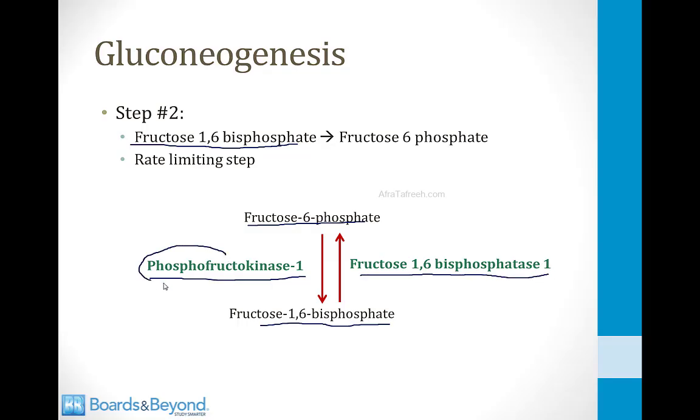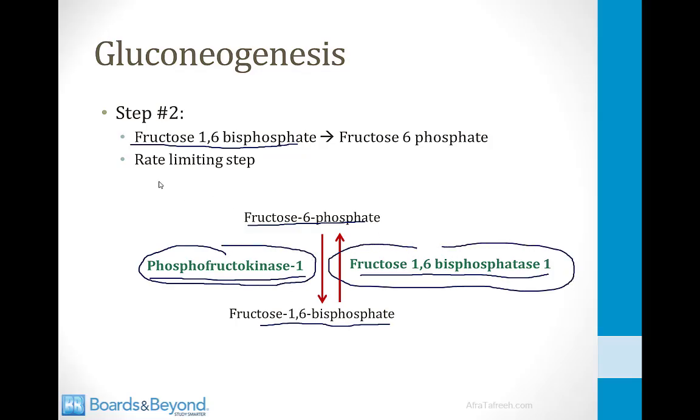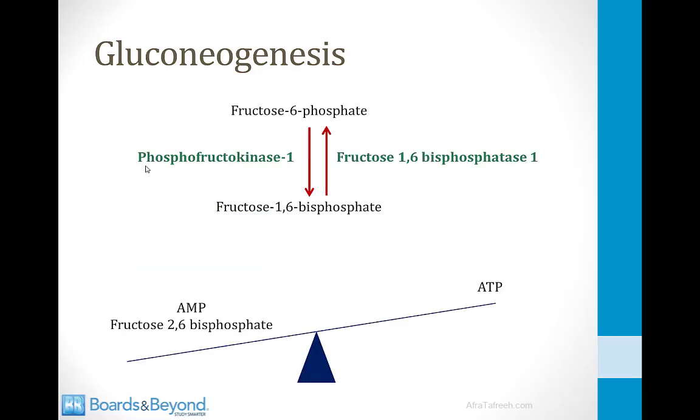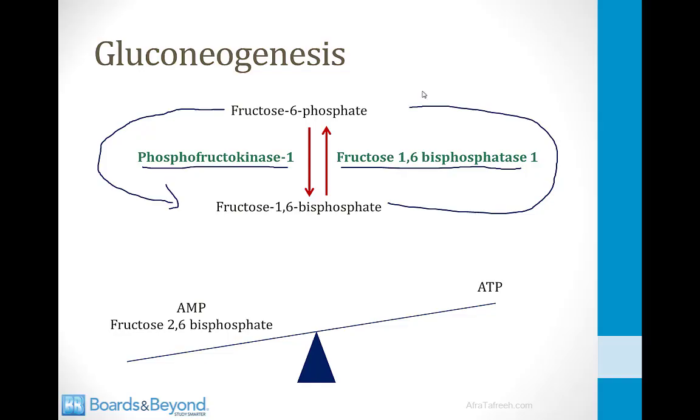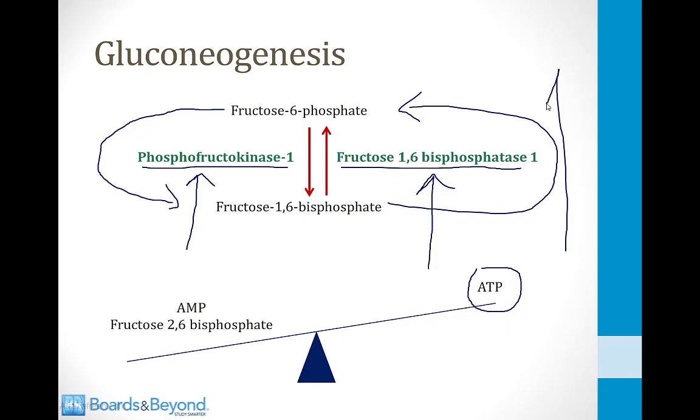And just like PFK1 was the rate-limiting step for glycolysis, fructose 1,6-bisphosphatase 1 is the rate-limiting step for gluconeogenesis. Because these two enzymes are the rate-limiting steps of glycolysis and gluconeogenesis, their relative activity determines whether molecules will flow in this direction or in the opposite direction. So when the level of ATP is high, the cell has plenty of energy and does not need to conduct glycolysis. Therefore, high levels of ATP tend to activate fructose 1,6-bisphosphatase 1, and they tend to inactivate phosphofructokinase. This will drive the flow of molecules in this direction.